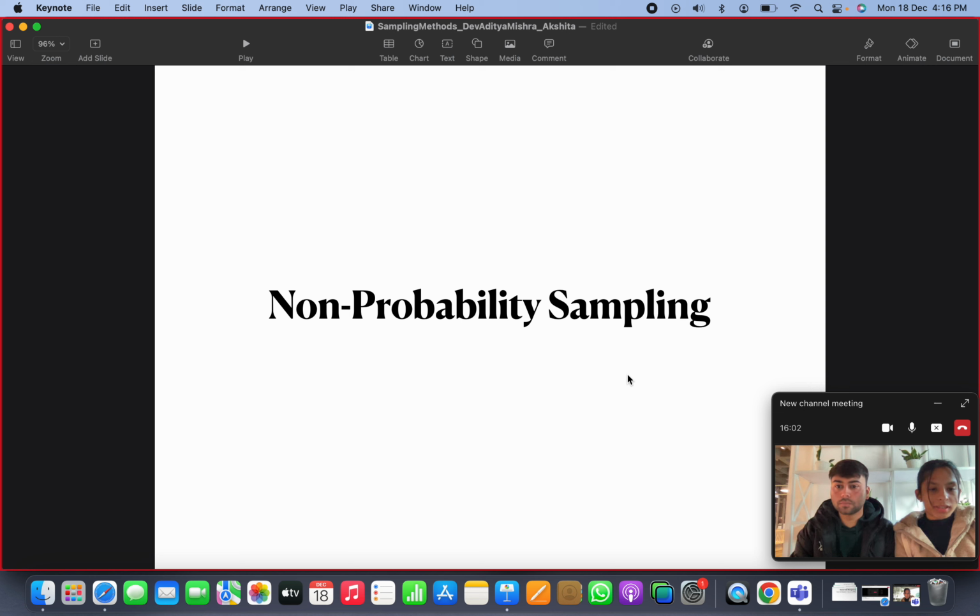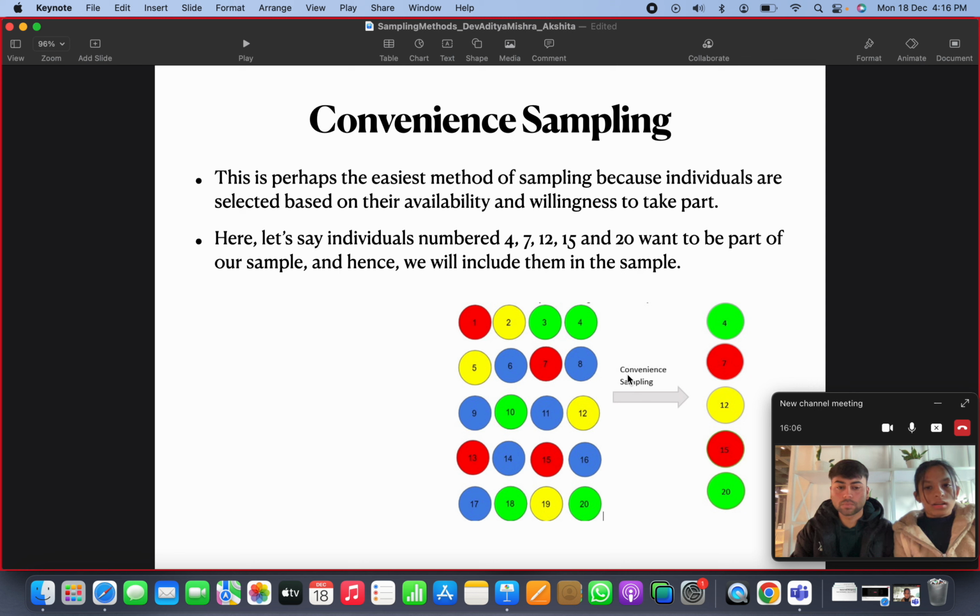In non-probability sampling, each member does not have an equal chance of being selected. The first one is convenience sampling. This is perhaps the easiest method of sampling because individuals are selected based on their availability and willingness. Suppose out of 20 samples, 4 are willing to participate, and then 7, 12, 15 and 20. So here every individual does not have an equal chance of being selected.